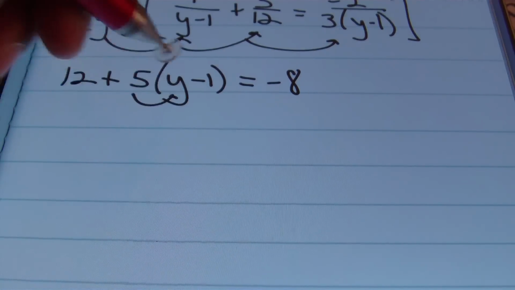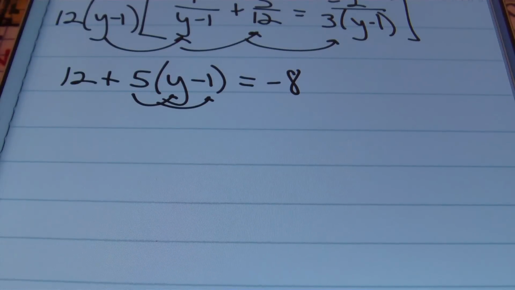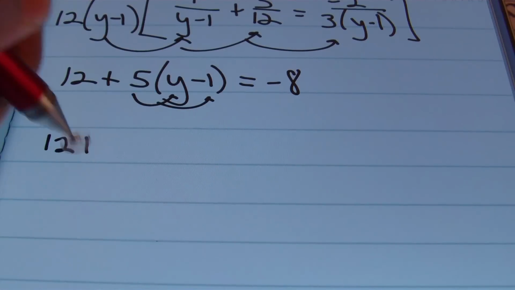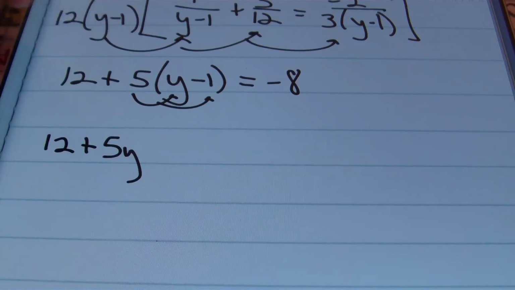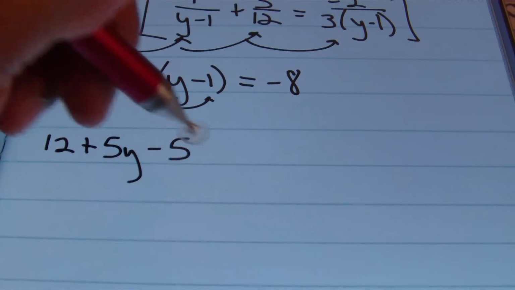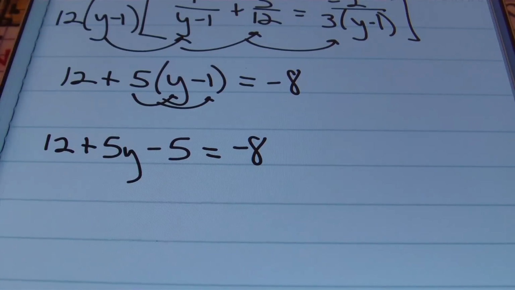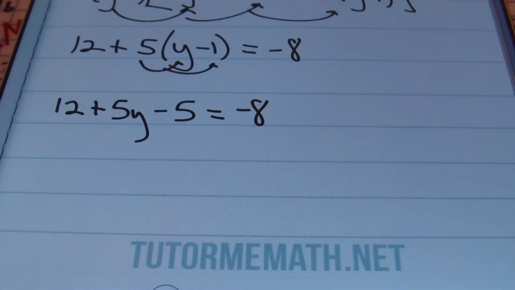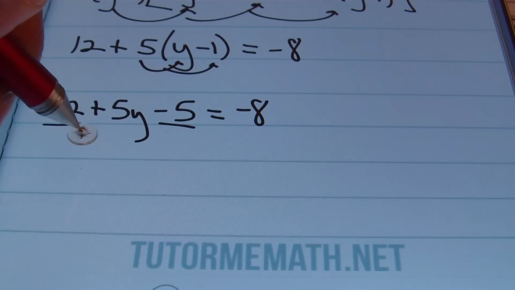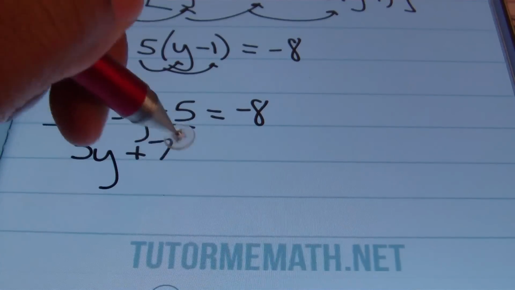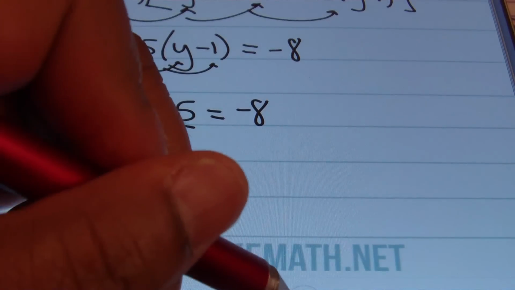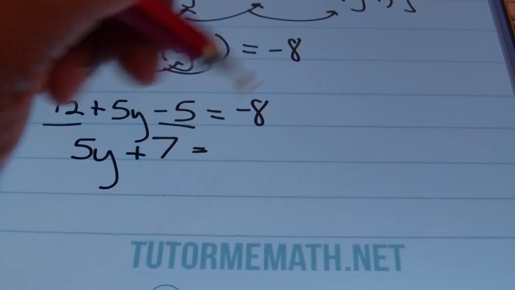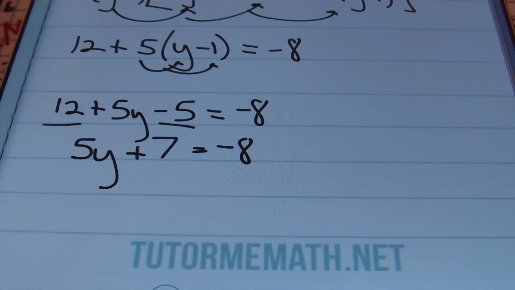So all I got to do is get my arrows popping and multiply everything inside the parentheses times 5. Well, I can do that. I'm going to go ahead and bring down this 12 plus 5 times y is 5y, and then 5 times negative 1 gives me negative 5, and this is going to equal negative 8, like that. Now, let's go ahead and combine those like terms on the left side of that equal sign. We have 12 minus 5, and that'll combine and give me a positive 7. I'm going to write it like this: 5y plus 7 equals, I don't like that 7. I hate that 7. Plus 7 equals negative 8 here.